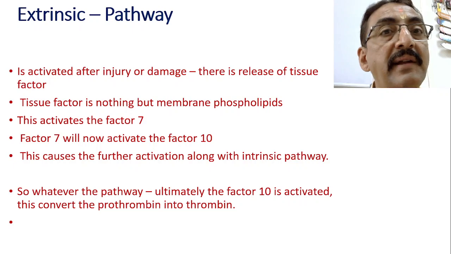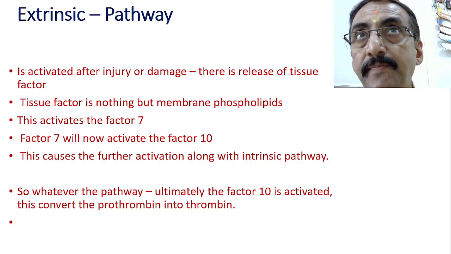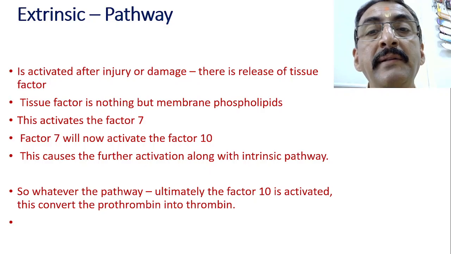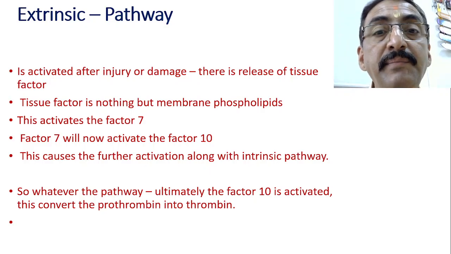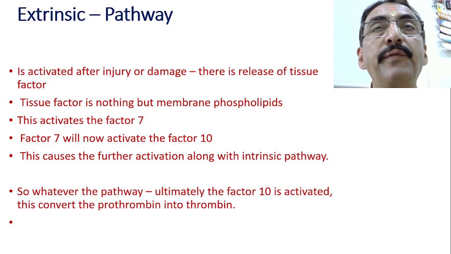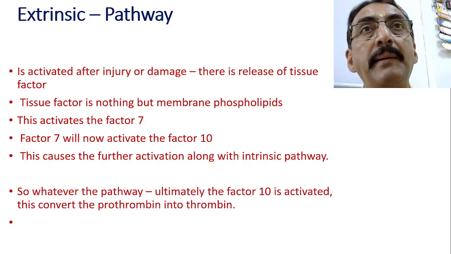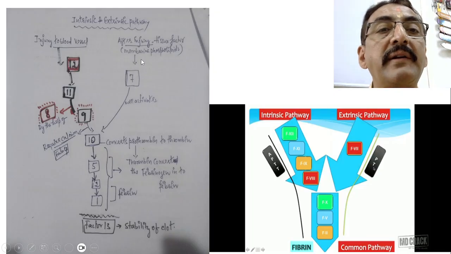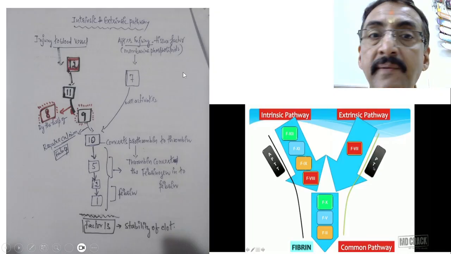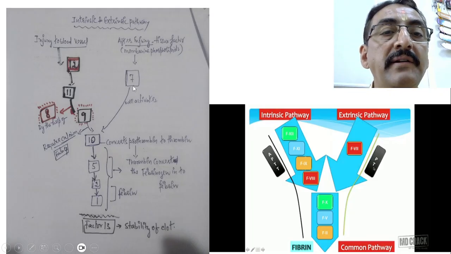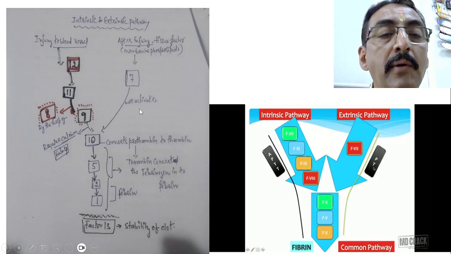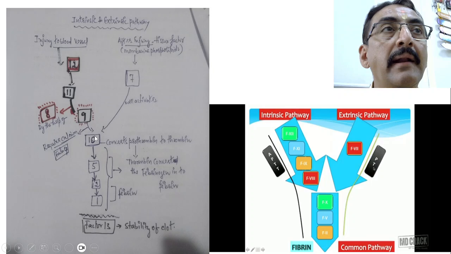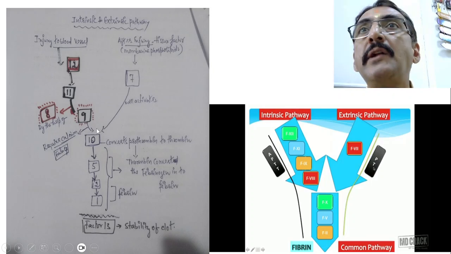These tissue factors are nothing but some of the membrane phospholipids. These membrane phospholipids, which are named tissue factors, are going to activate factor number 7. If you look at the picture, after the injury, the tissue factors, that is, membrane phospholipids, are released, and they activate factor number 7. Once factor 7 is activated, it directly activates factor number 10. Once factor number 10 is activated, it converts prothrombin into thrombin.